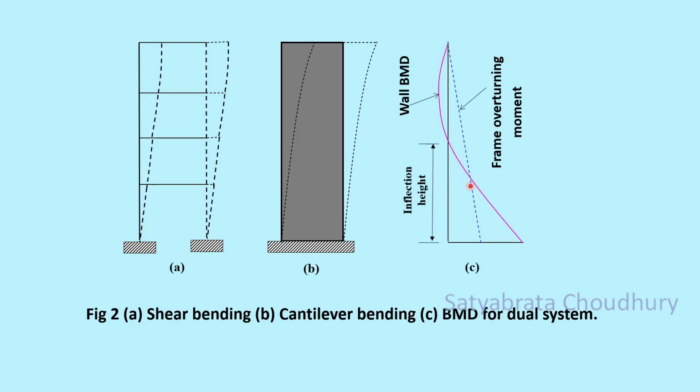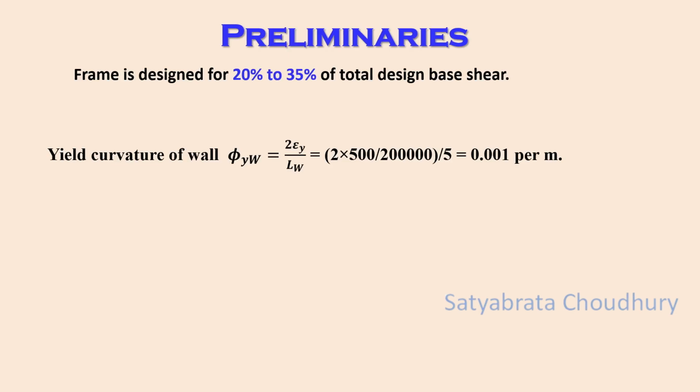The wall bending moment is shown by the colored line, and the frame bending moment or overturning moment is shown by this line. These are relative values that we shall be understanding when we take up the numerical. And because of the change of curvature of the system, there will be an inflection point of the wall where the curvature is changing and the bending moment is 0. So this height is to be calculated for further calculations in the system. The frame is to be designed for a particular amount of base shear which varies from 20% to 35% of the total base shear in the system.